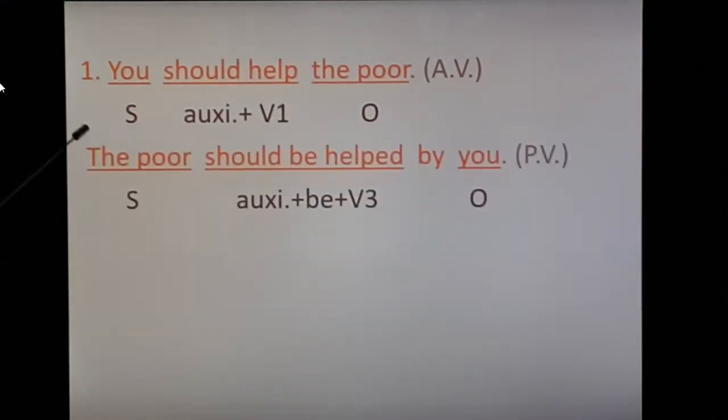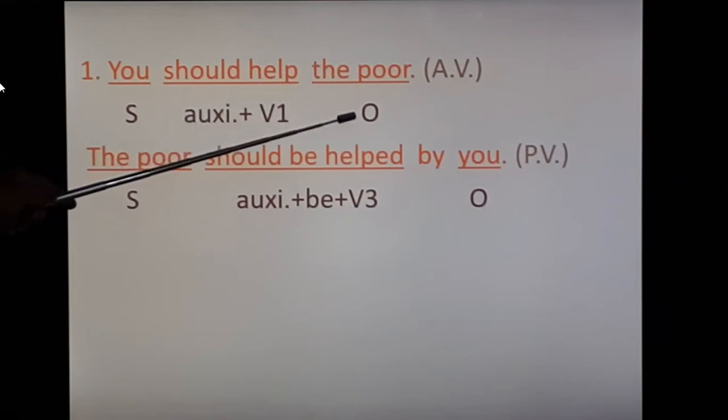Okay, first, you should help the poor. This is active voice. How will you say this is active voice? Here V3 form is not given and by is not mentioned. That's why this is active voice. You, subject, should, auxiliary verb. Then after should you have to use V1 form, that is help. And the poor, that is an object. This is active voice. How to turn this active to passive?